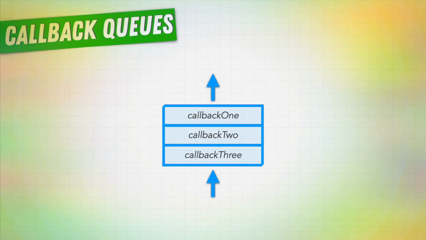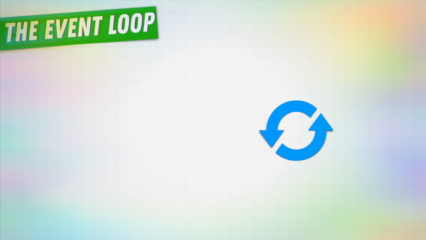Let's continue our investigation into how the event loop processes events. We've learned that when you pass a callback into a function, like setTimeout, when that timer completes, the callback gets put on something called a callback queue, or event queue, to be executed at a later time. Now, what does the event loop do with our queue of callbacks?